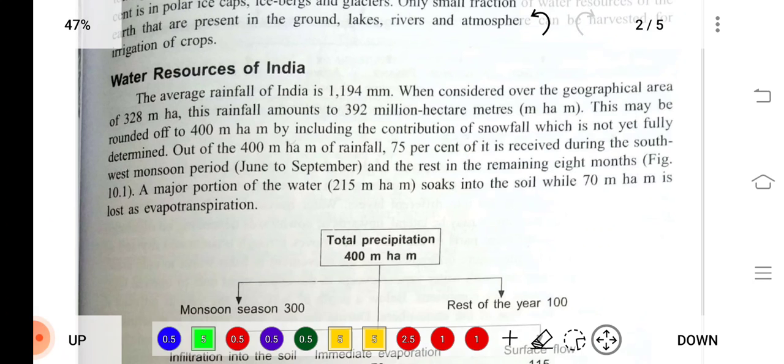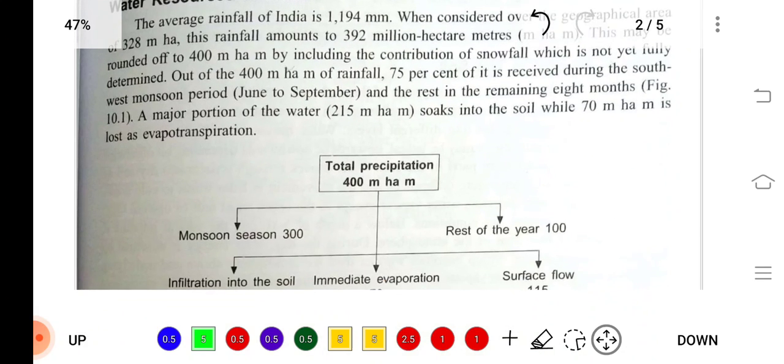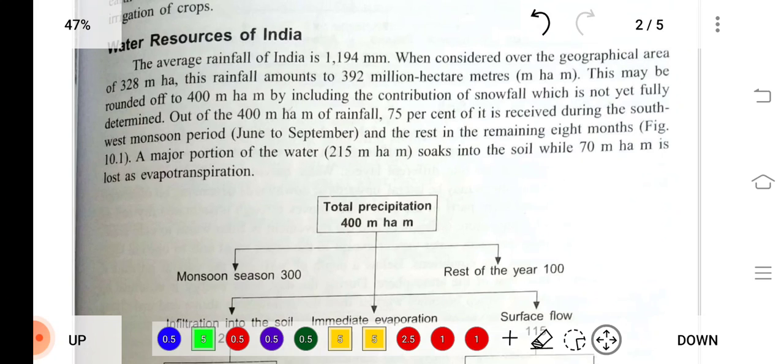Then we discuss the water resources of India. The average annual rainfall of India is 1194 millimeter. Firstly, we discuss the geographical distribution: 328 million hectare is the geographical area covered by India. India is one of the biggest countries by geographical area.